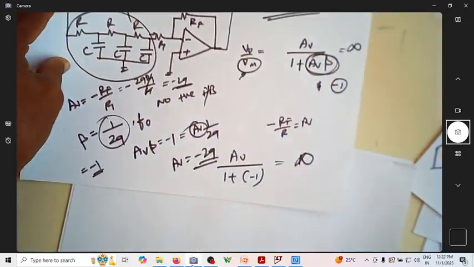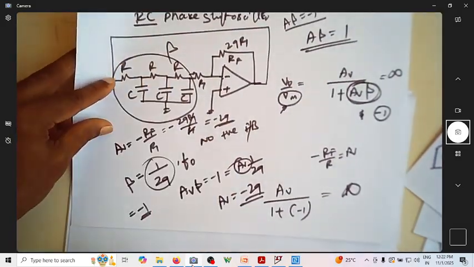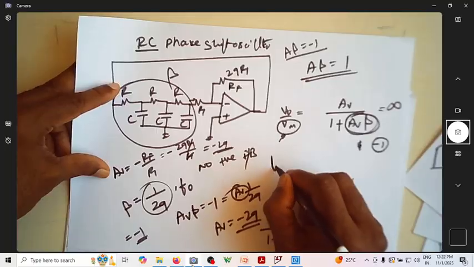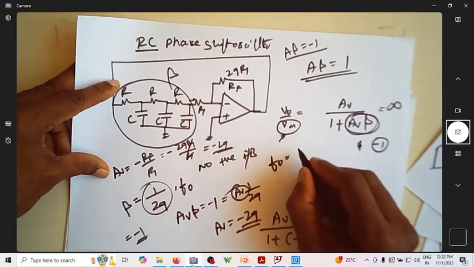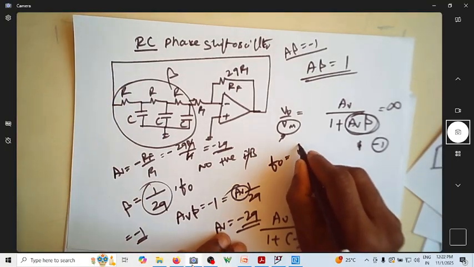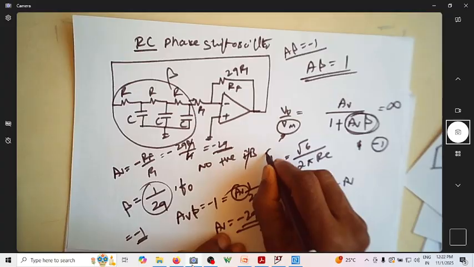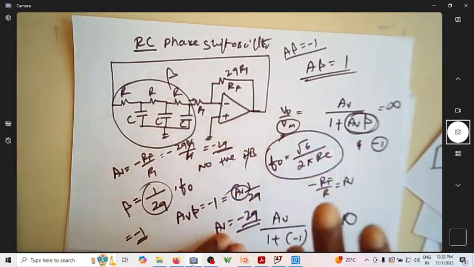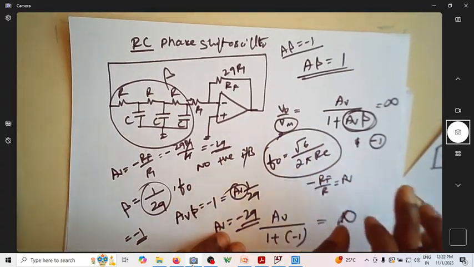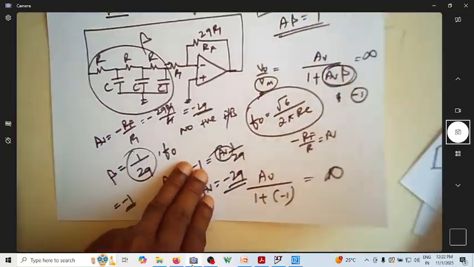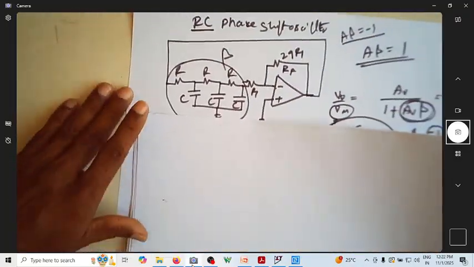So now let us find an example for this. Let us find out at what frequency this oscillates. This oscillates at a frequency F naught equal to root 6 by 2 pi RC. So this is the frequency at which this will oscillate, root 6 by 2 pi RC. So let us find an example here.